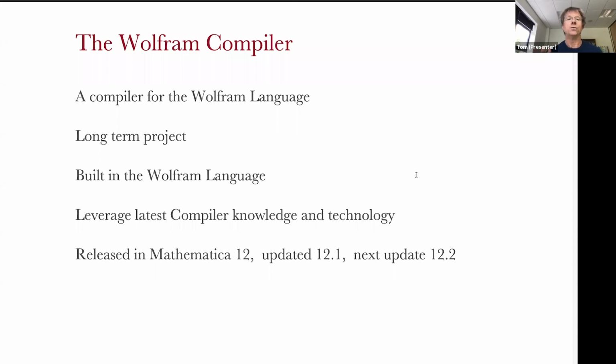So, what is the compiler? It's a compiler for the Wolfram language, and it's a long-term project. I've been giving presentations about this at quite a few conferences. It's entirely built in the Wolfram language, so it's now one of the largest complete applications in the Wolfram language. It's based upon the very latest knowledge and technology about compilers. The first version was released in Mathematica 12. There was an update in 12.1, and we're just coming up to a new update with 12.2.